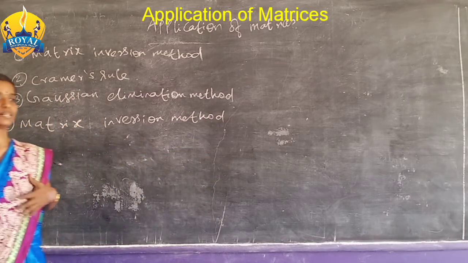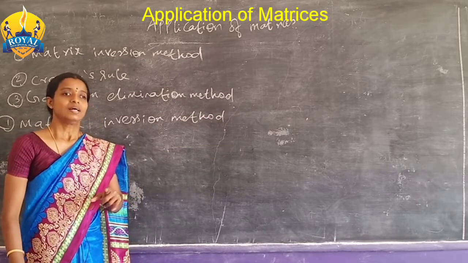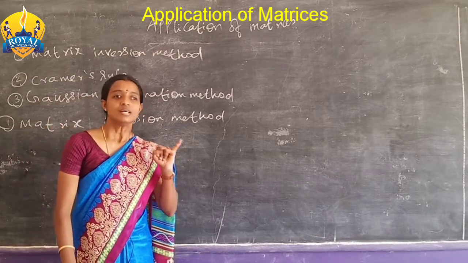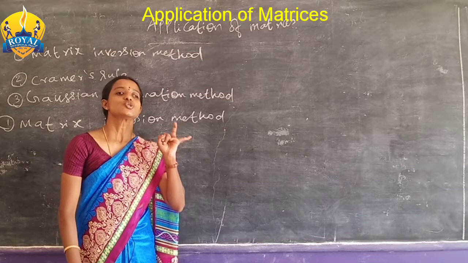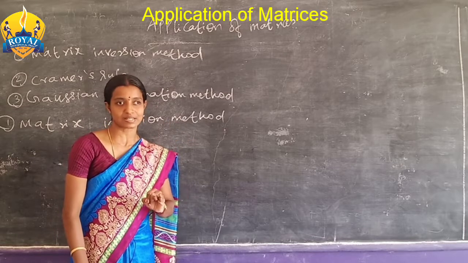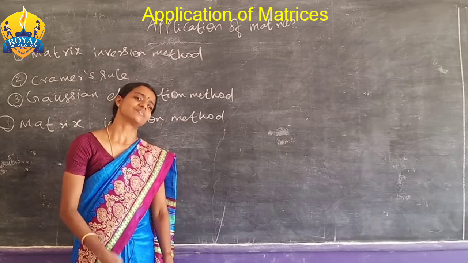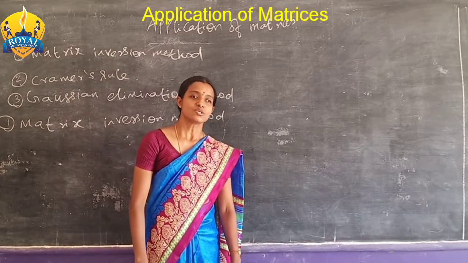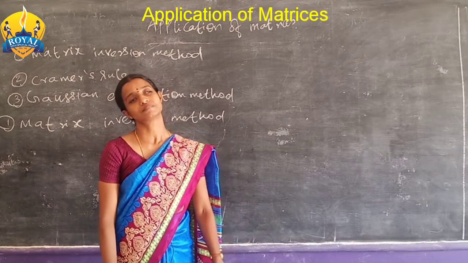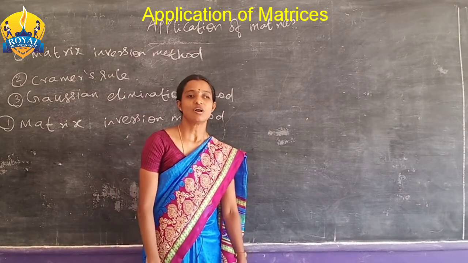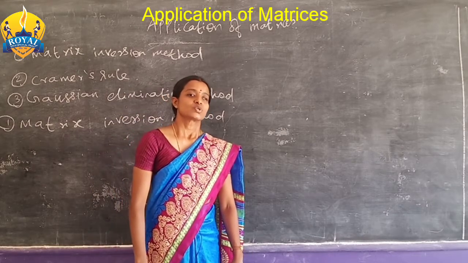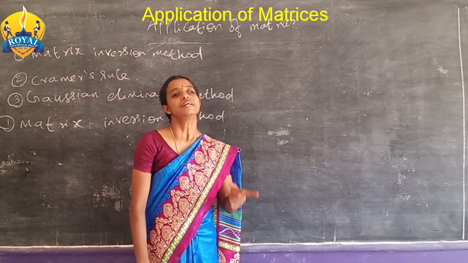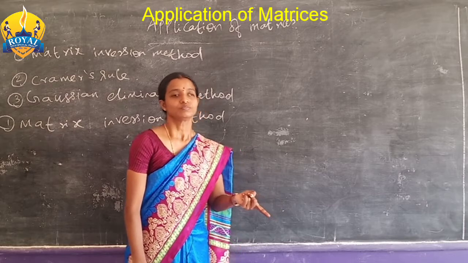For the matrix inversion method, my matrix A, the coefficient matrix, first of all, should be a square matrix. Then, it should be a non-singular matrix. When can you say a matrix A is non-singular? We have already learned this. Matrix A is said to be non-singular if determinant of A is not equal to 0.